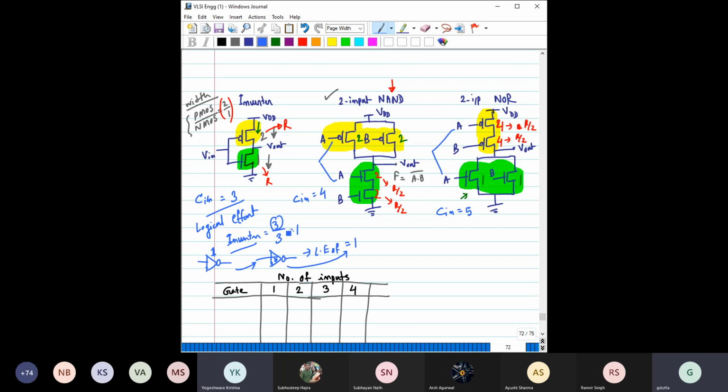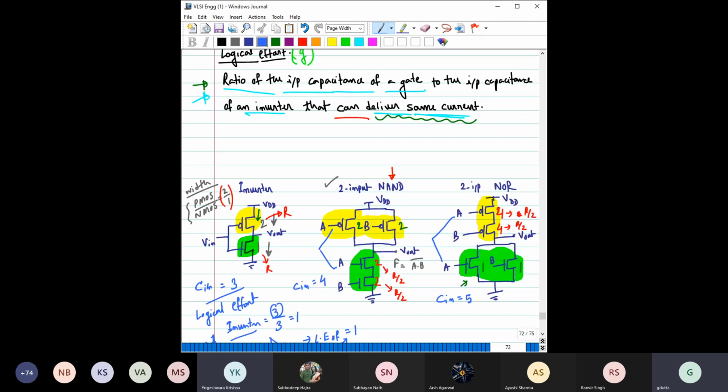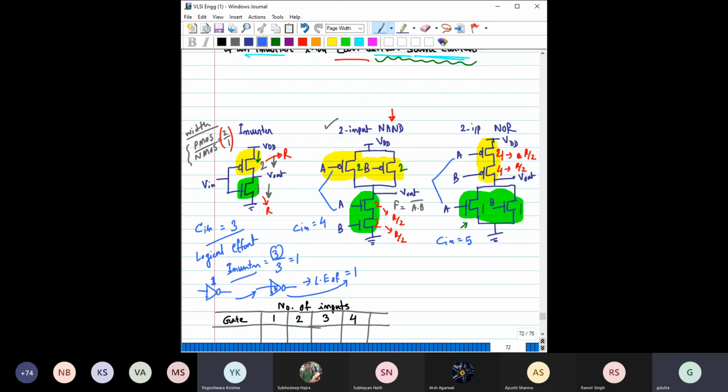So you can test it. We have not so far done it for the 2 input NAND gate and NOR gate, but just to make a general statement, I am making it right now. So logical effort does not depend on the transistor sizing. You can make the whole gate transistor sizing whatever you want, but the logical effort is always going to be the same because of this criteria that they should deliver the same current.